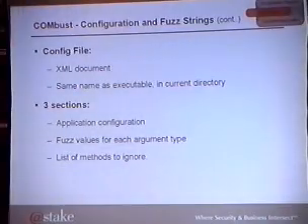The configuration file is an XML document. It seems XML is in vogue lately, so I have my XML too. For simplification, I assume it is in the local path, same name as the current directory and same name as the executable. And it has 3 sections in it: the application configuration, the fuzz values that I mentioned earlier, and methods to ignore if there's anything you want to bypass. We'll talk a little bit more about those.